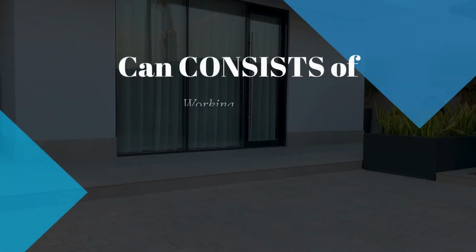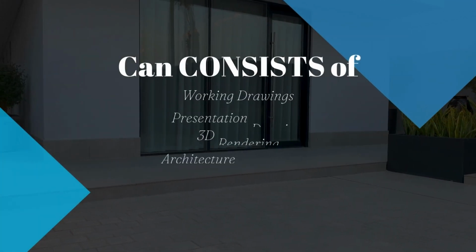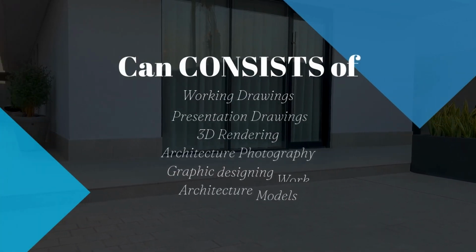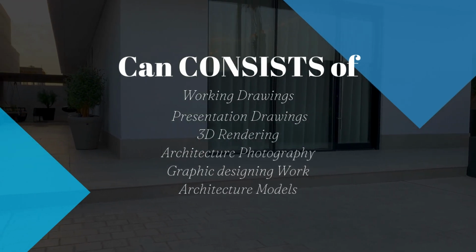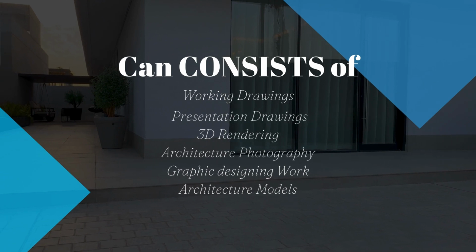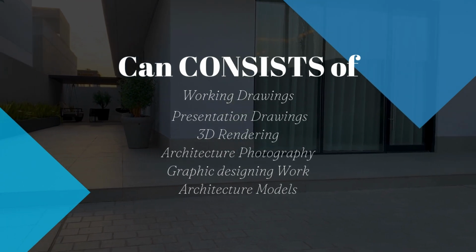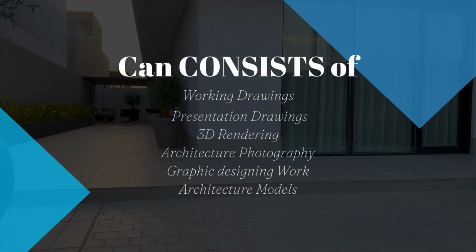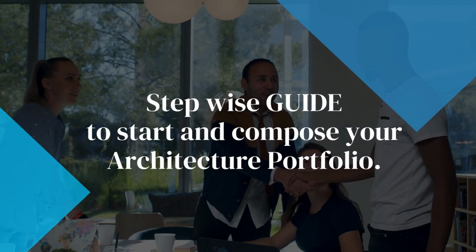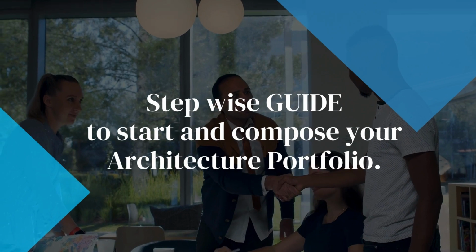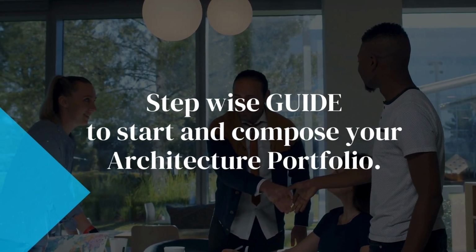There are a variety of things that you can show in an architecture portfolio. For example, working drawings, presentation drawings, 3D rendering, architecture photography, graphic design work if you have done any, whether it's digital or handmade. You can paste pictures of your sculptures or architecture models that you have made in your course. So let's discuss stepwise how you can start and compose your architecture portfolio.